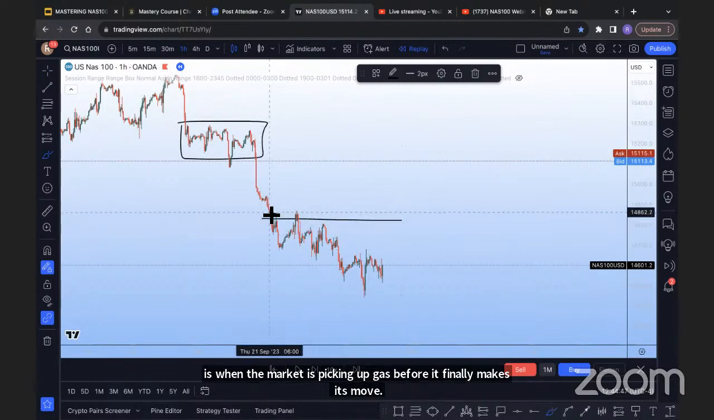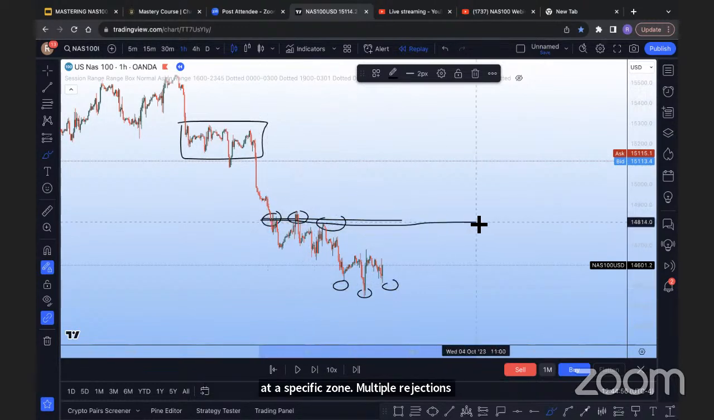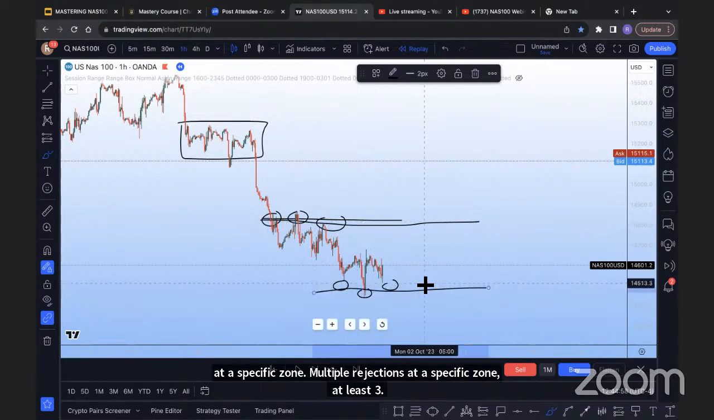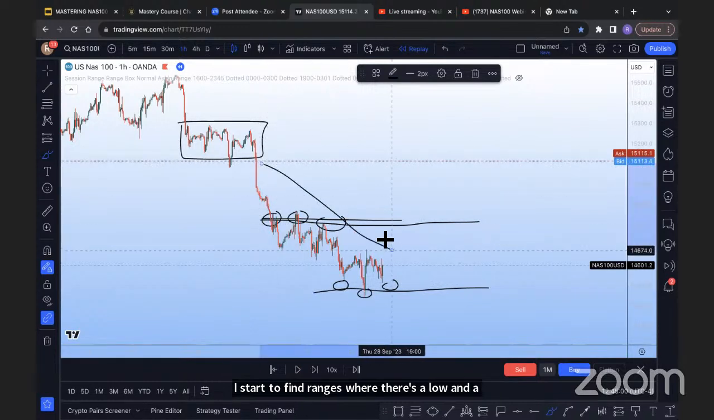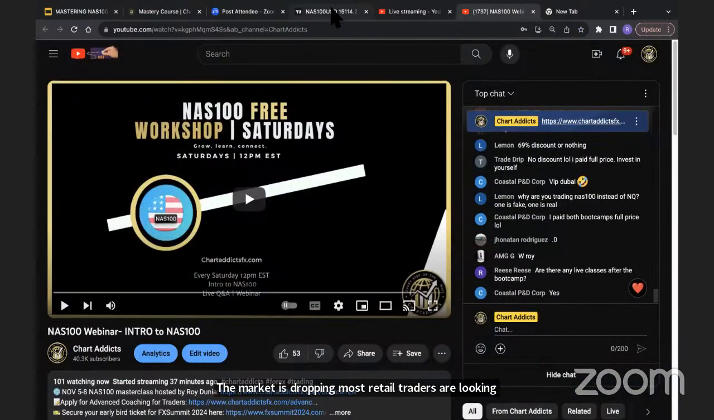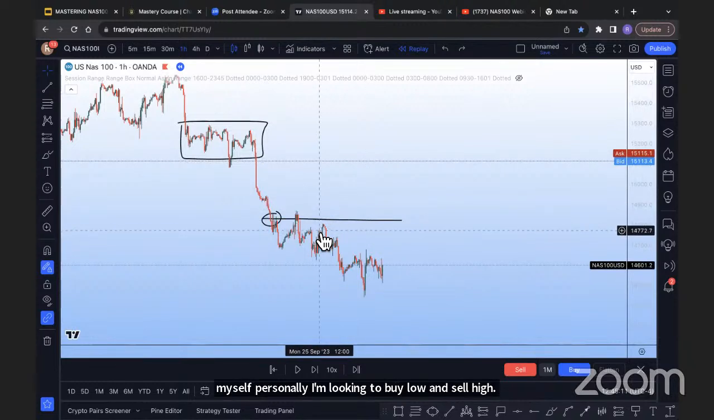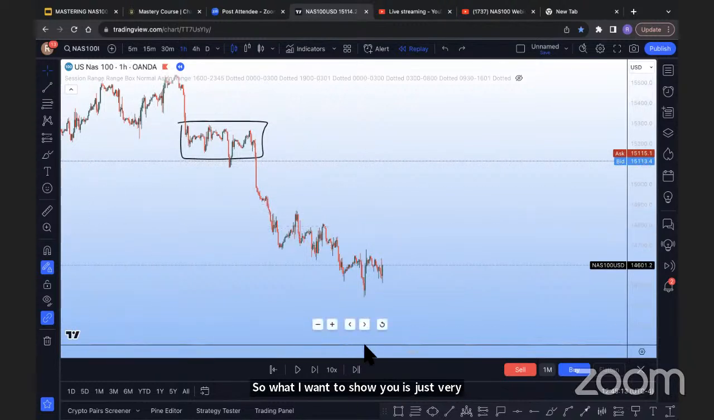Whenever I find the market making multiple rejections at a specific zone, at least 3, I start to find ranges where there's a low and a high. As the market is dropping, most retail traders are looking to sell. They just want to keep selling into the trend. Myself personally, I'm looking to buy low and sell high. So what I want to show you is just very briefly how my strategy looks in real time if I was to trade this thing.